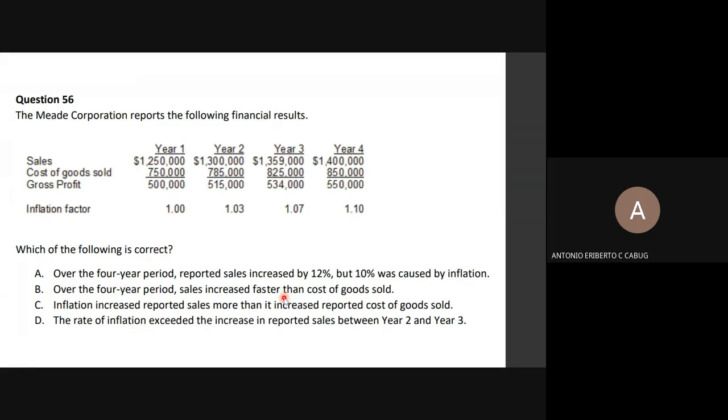Next question. The Mid Corporation reports the following financial results. The question is, which of the following is correct? Which of the following is correct? Two minutes.